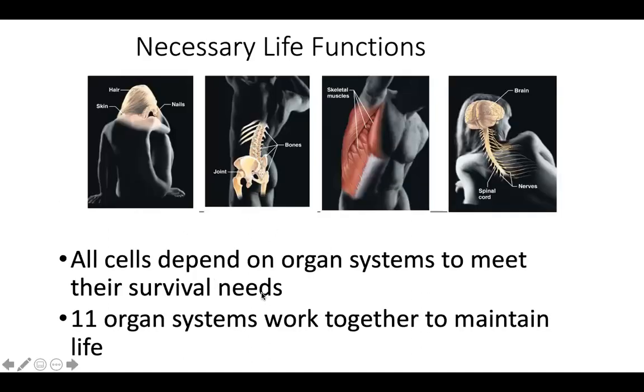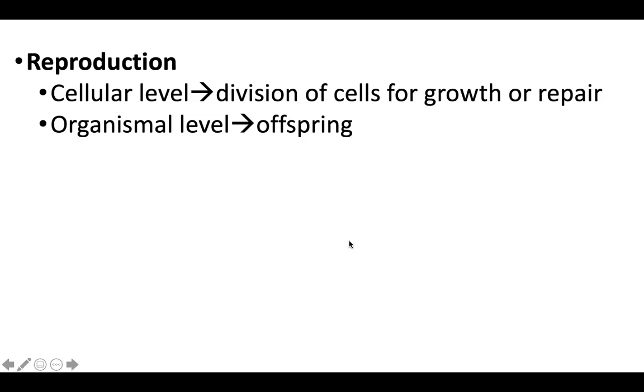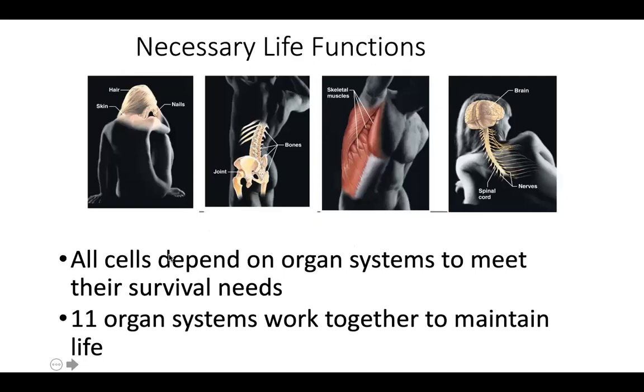So all cells depend on all the organ systems. We're going to look at these 4, right? All of them are necessary, but we have 4 out of 11 that we need to cover this semester.